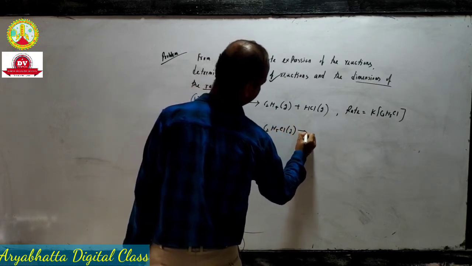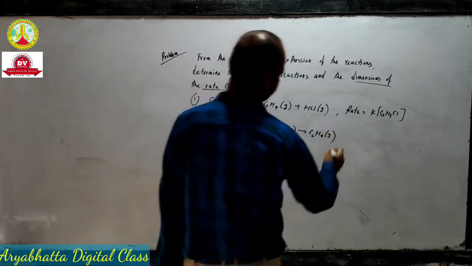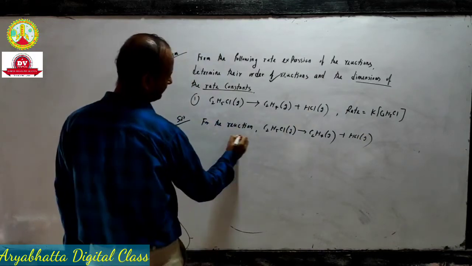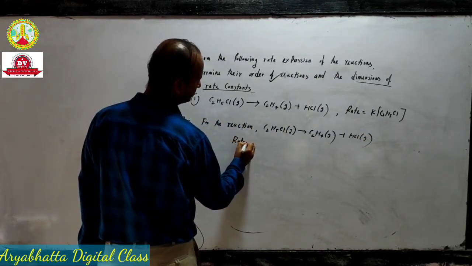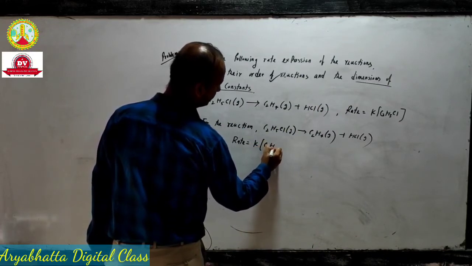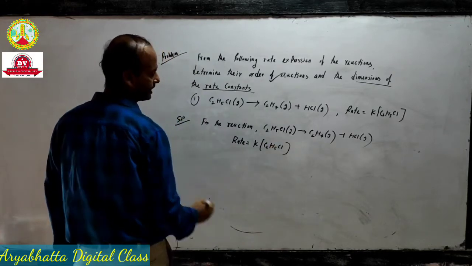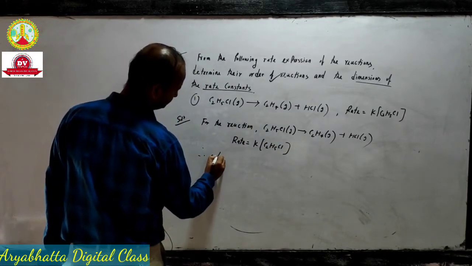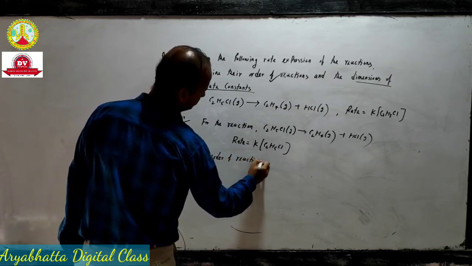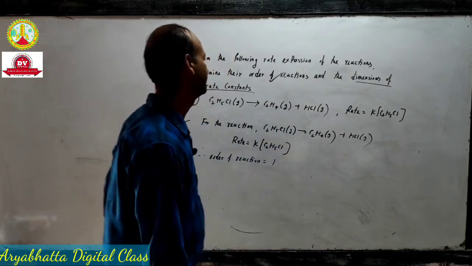C2H5Cl, next this is C2H4 and HCl. Okay, rate will be how much? This is according to the question: for this reaction, rate is this one, K times C2H5Cl. So order of reaction will be, here power is 1, so therefore order of reaction will be 1. Okay, power is 1.